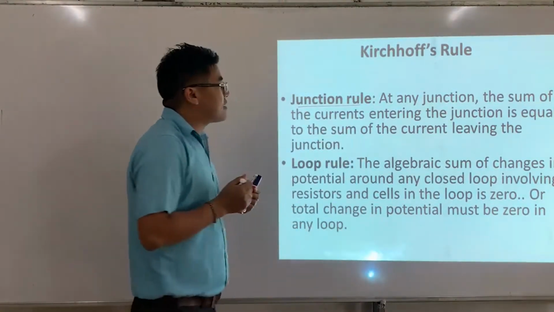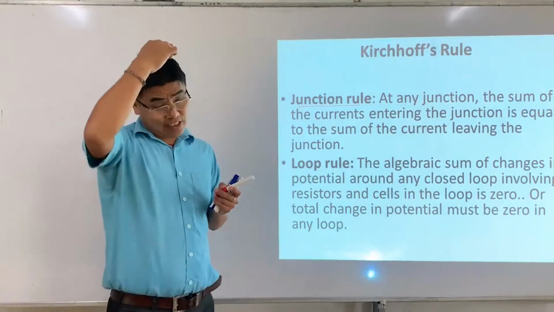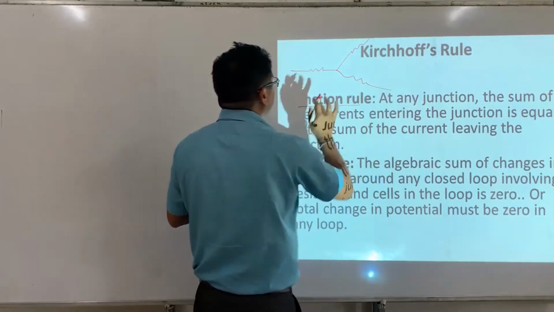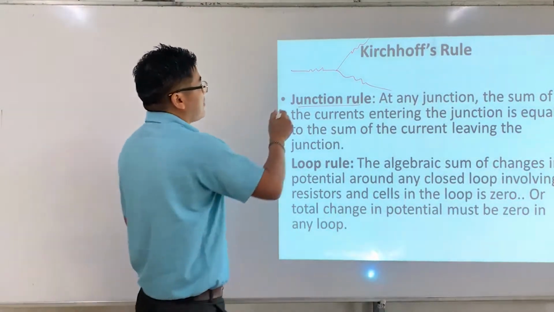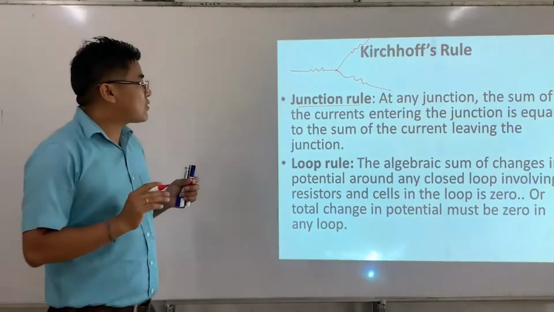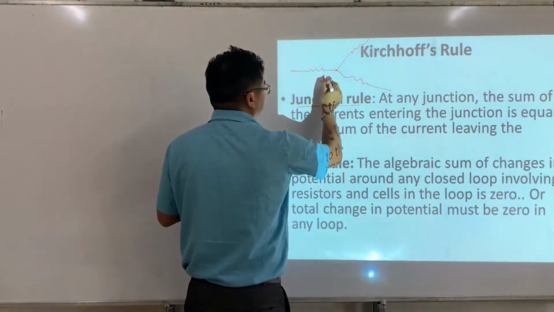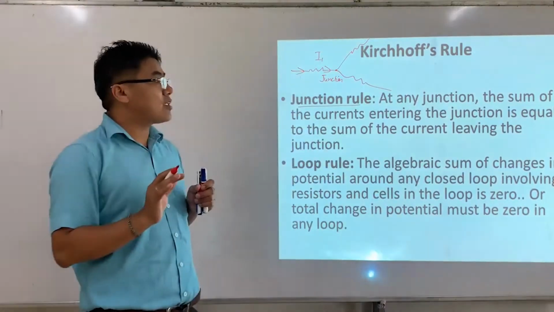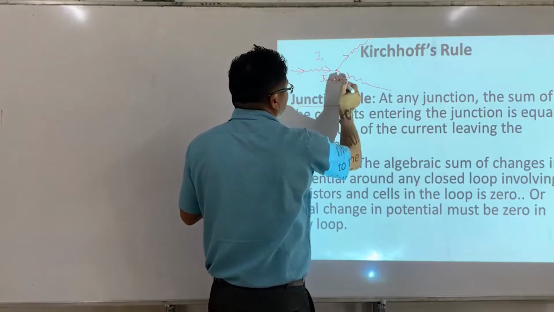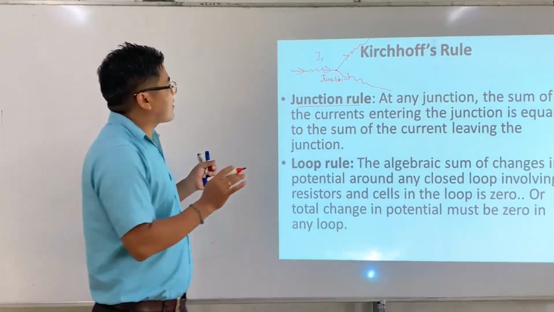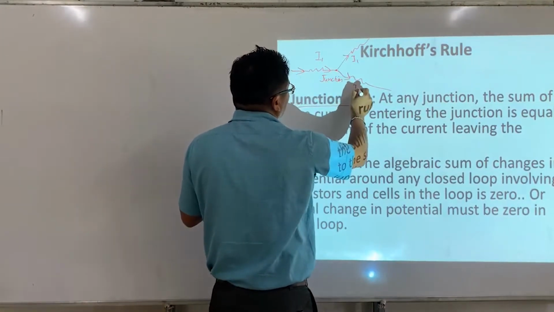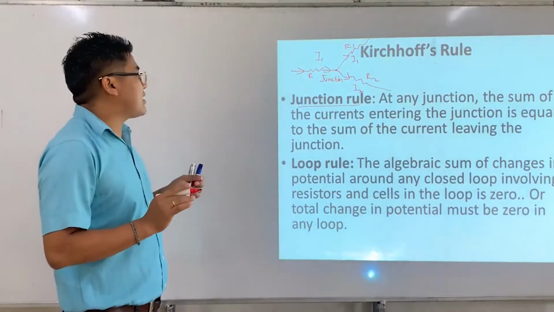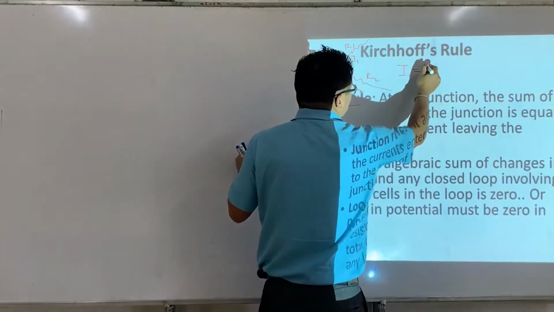The junction rule says that whenever current passes through any junction, I have a resistor like this, and this is going to be a junction, right? Let's say current I is entering the junction, and then you see the current undergoing a distribution. Let's say this side has I1 and this side has I2, with resistors R1 and R2. The junction rule says that whatever current is entering the junction must be equal to the current leaving the junction.